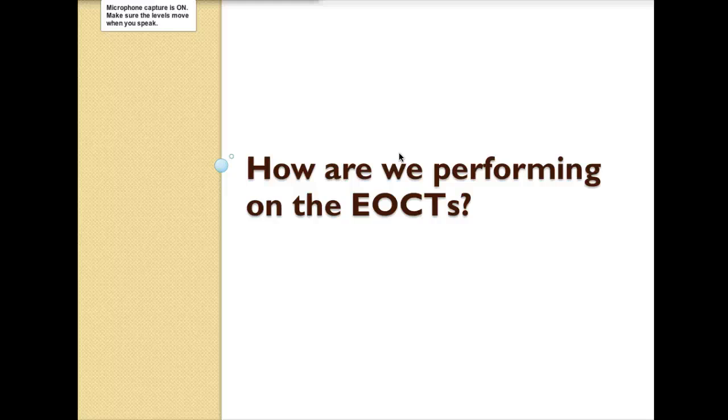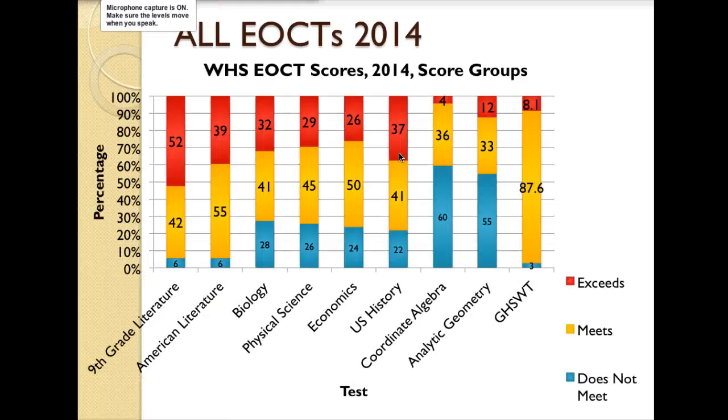All right, so what does all this mean for our EOCTs? Let's look at how we're performing on our end of course test. You'll see here a breakdown of it meets, exceeds, and does not meet on each of our end of course tests. I tried to group them according to subject area, and then I did include down here the Georgia High School writing test, even though this isn't considered an end of course test.